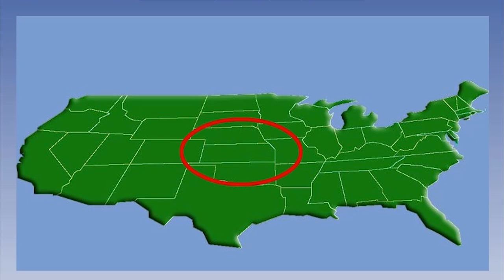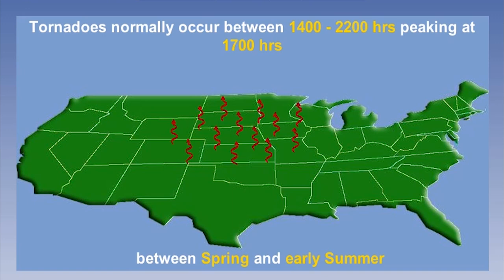The initial spin of the air is probably caused by vertical shear, with air feeding into the system from different directions at varying heights. But strong surface heating and great instability are also required for the formation of tornadoes. Most tornadoes occur between 1400 and 2200 hours local time, with a peak at around 1700 hours, and most commonly in spring and early summer.